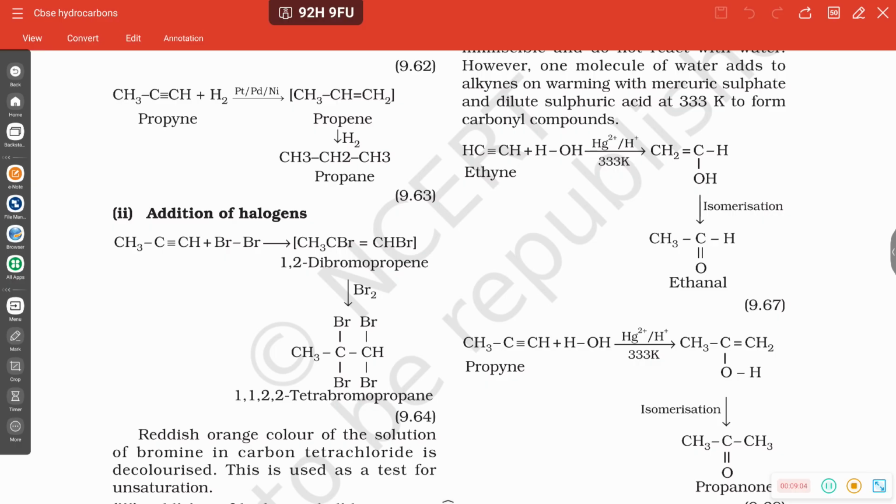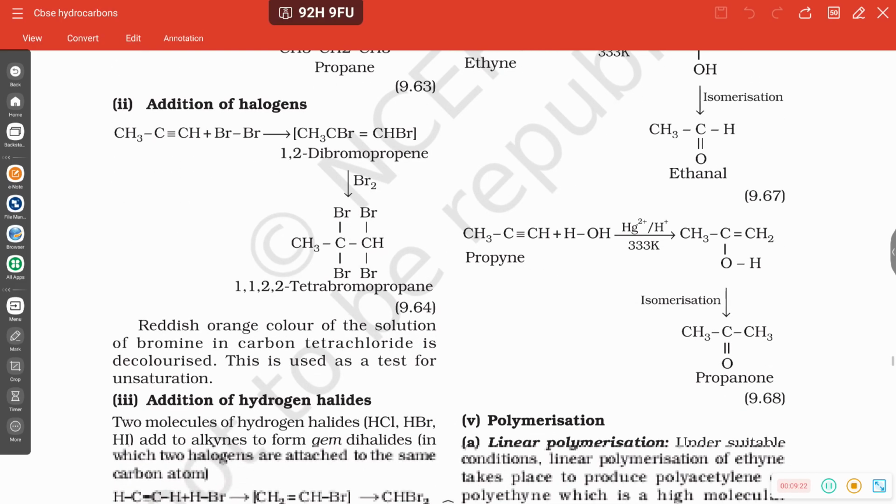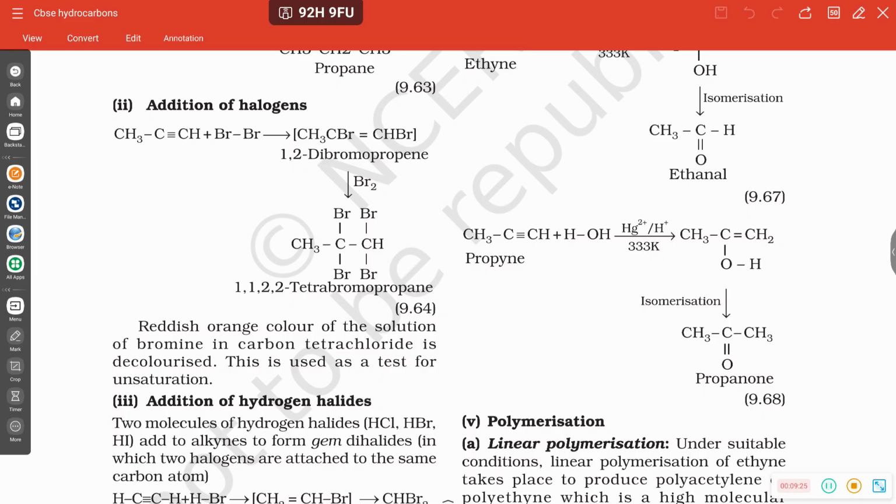If we use zinc, it will form again, but that reaction is not given. They will do preparation questions of that kind. Here also the orange color of bromine in carbon tetrachloride is reduced, called decolorization. Unsaturation test, same here. Understood this? Addition of halogen: simple, the double bond breaks, the other bond breaks, finally we get the tetrabromo compound.